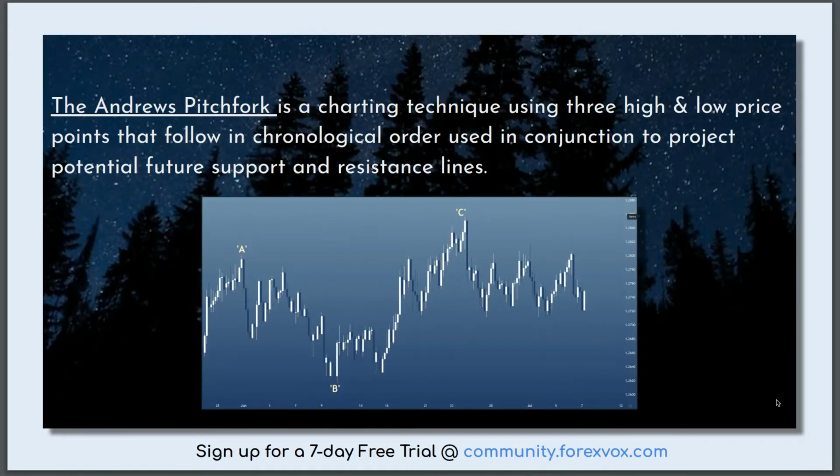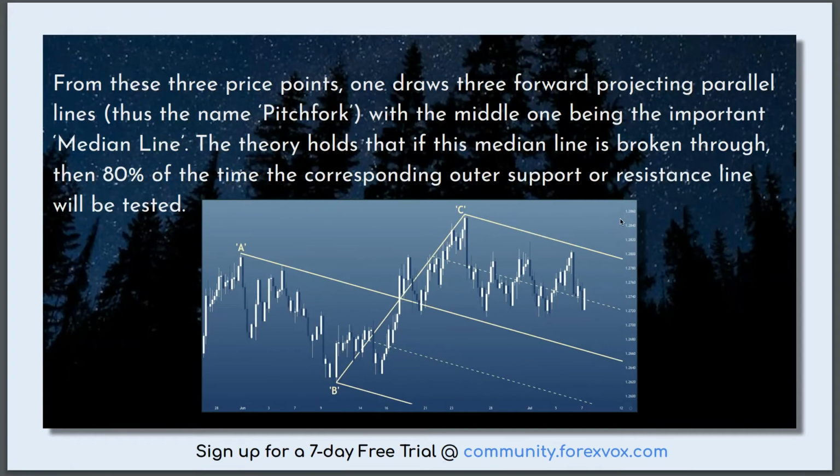As for the Andrew's Pitchfork, this is a charting technique using three high and low price points that follow in chronological order, used in conjunction to project potential future support or resistance lines. So point A, low, point B, high, point C. Following this up, from these three price points, one draws the three forward projecting parallel lines, thus the name Pitchfork, with the middle one being the important median line. The theory holds that if this median line is broken through, then 80% of the time the corresponding outer support or resistance lines will be tested.